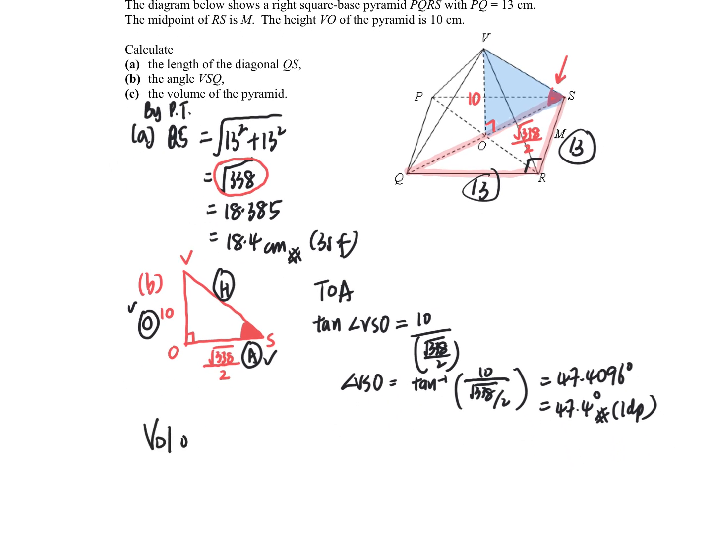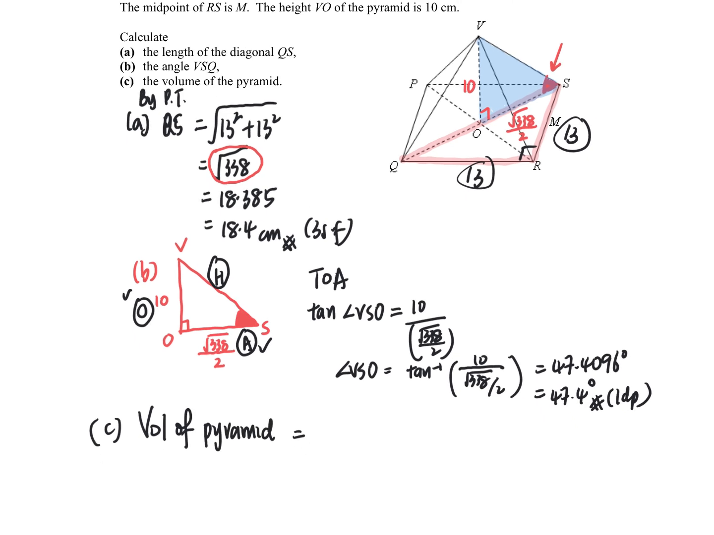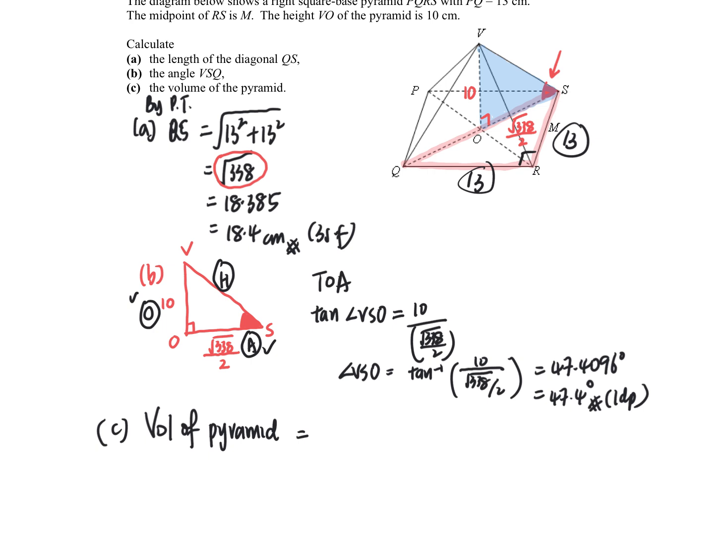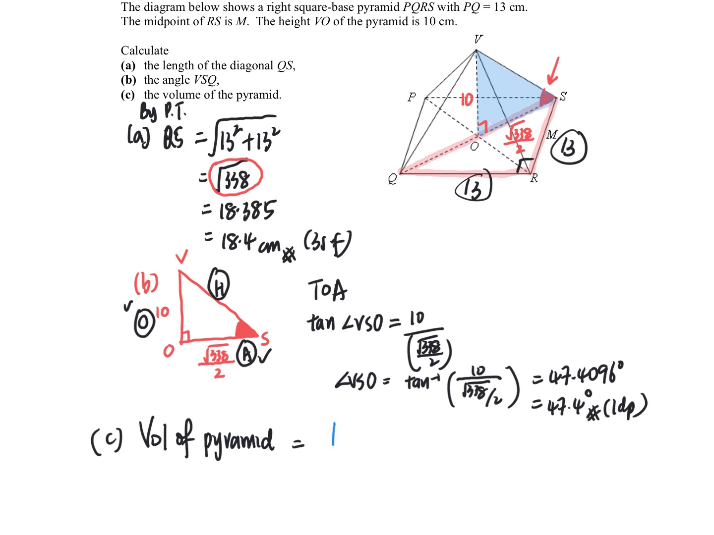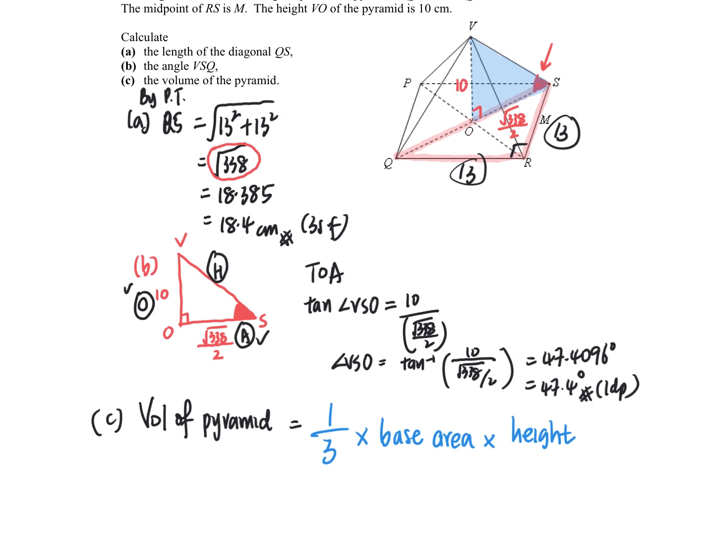Volume of pyramid, anybody remember, is from Sec 2. What is the volume of pyramid? Not half. What's the volume of pyramid? 1/3. No. Base area times height. So you 1/3 the base area.